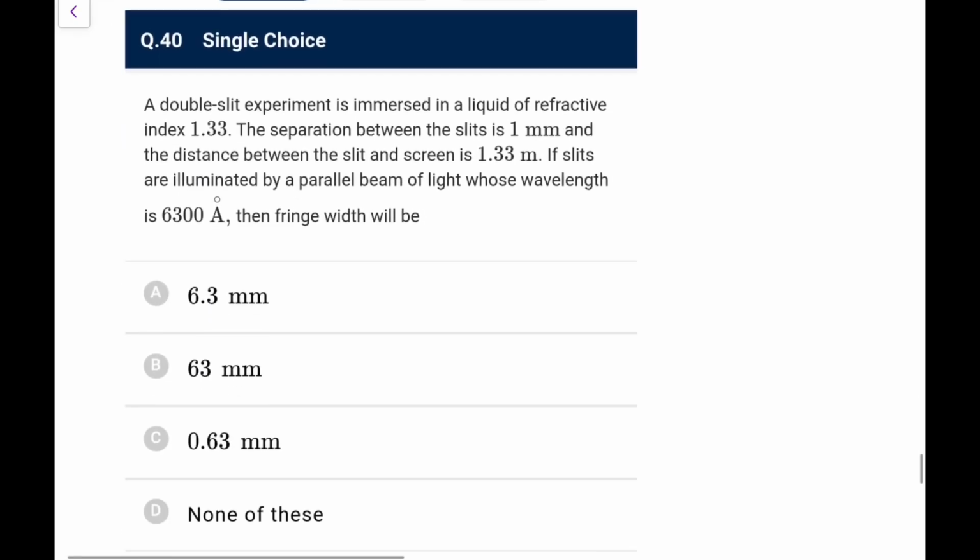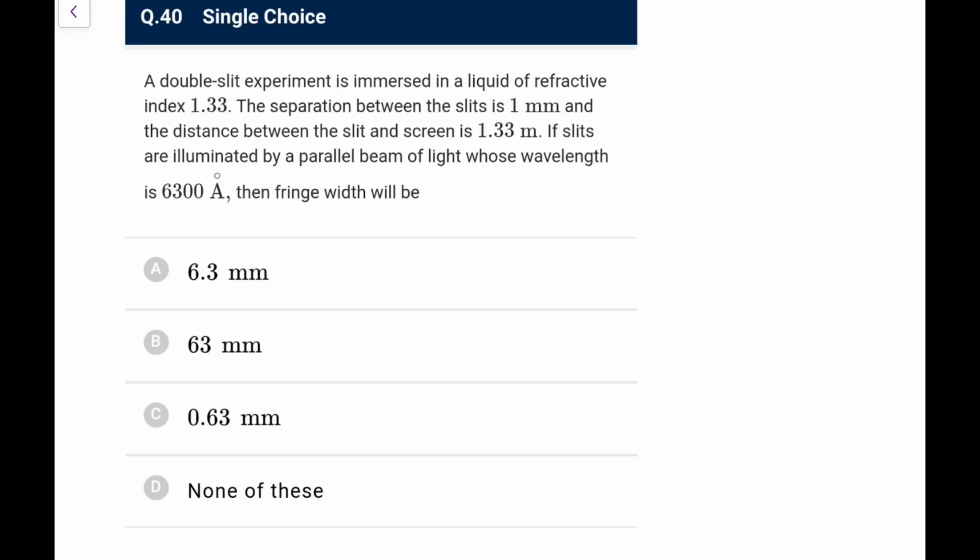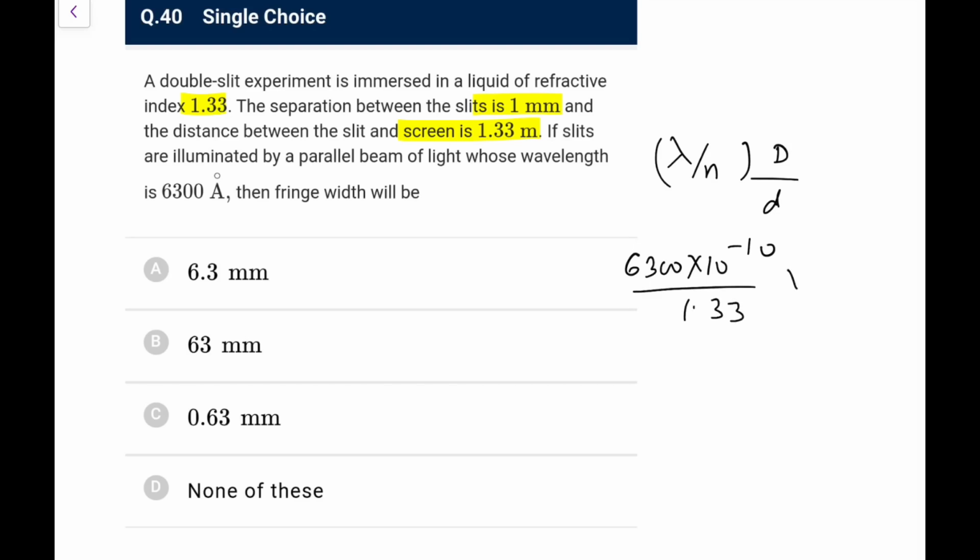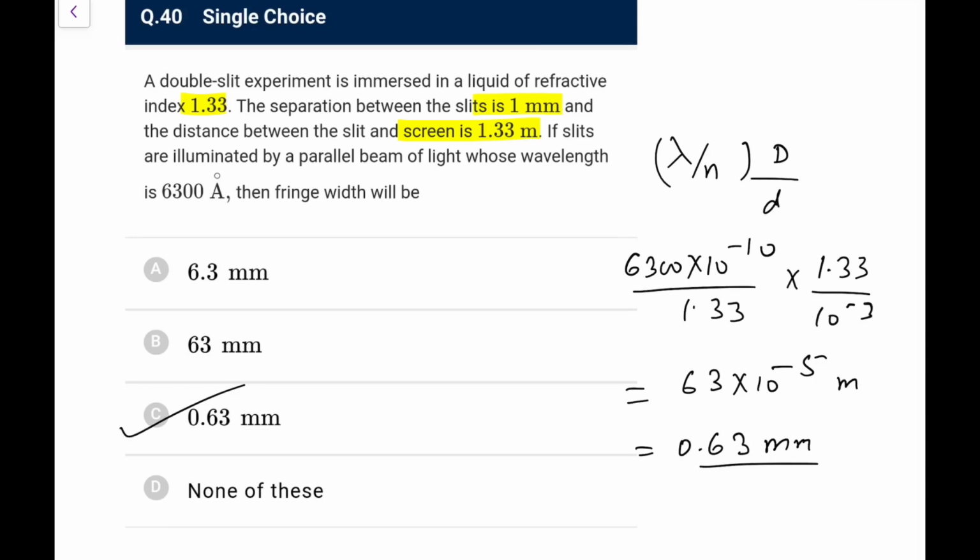Next one. Double slit experiment is immersed in liquid of refractive index 1.33. Separation is 1 mm, distance between the slit and the screen is 1.33. The slits are illuminated by a parallel beam whose wavelength is this, then the fringe width would be lambda by n, D by d. So what we have, 6300 into 10 to the power minus 10, n is 1.33, D is 1.33, d is 10 to the power minus 3, so it comes out as 63 into 10 to the power minus 5 meters, or you can go for 0.63 millimeters. This is the answer I'll be getting for option C.